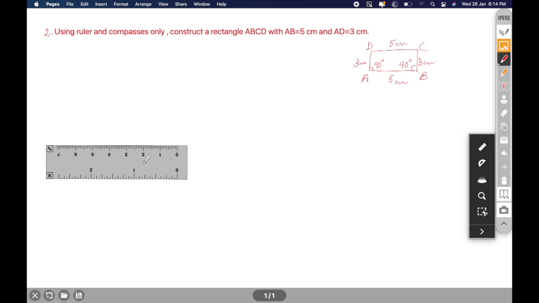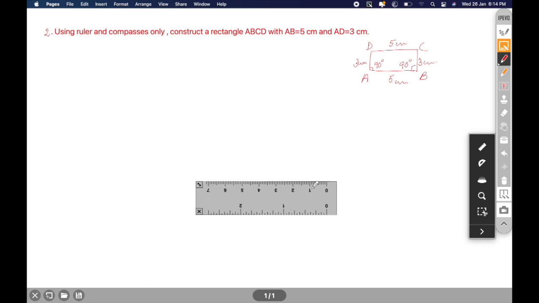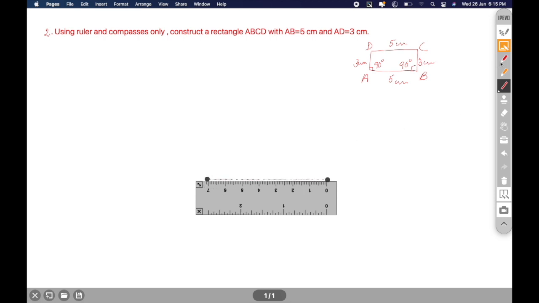So with the help of a ruler, first of all, I have to draw a line segment which is of 5 centimeter, and I have to extend it so that I can construct 90 degree properly. So here I have a line segment which is greater than 5 centimeter, but I am going to mark AB as 5 centimeter. So now this is AB equals 5 centimeter. At the point A, first of all, let us construct 90 degree.